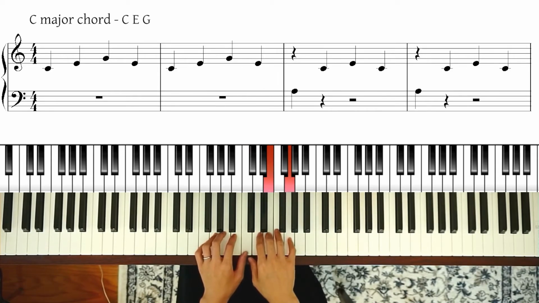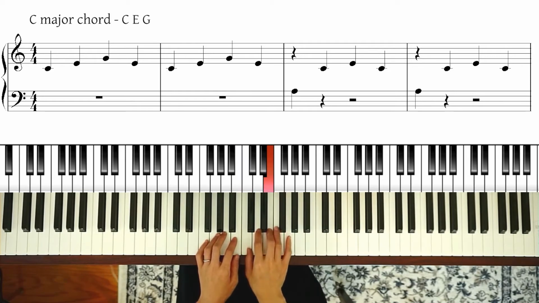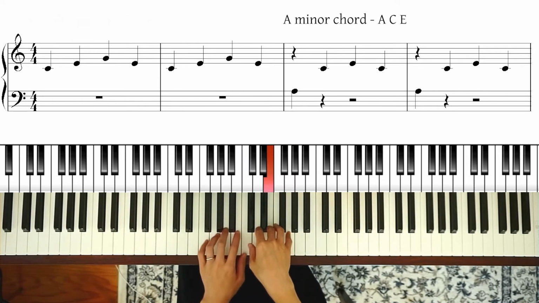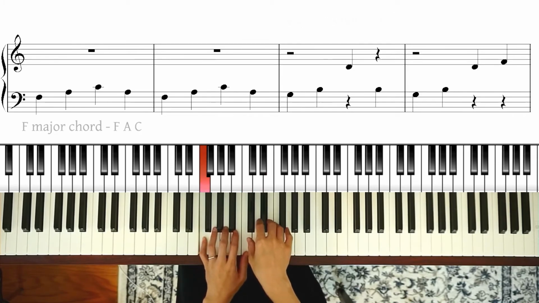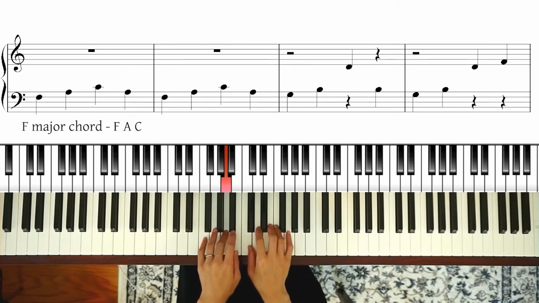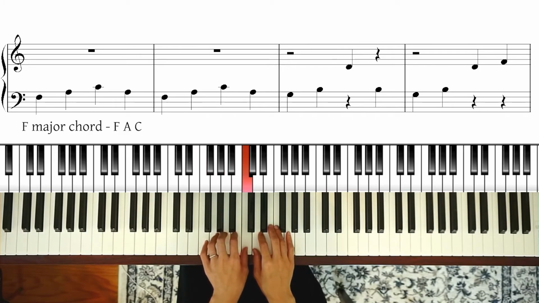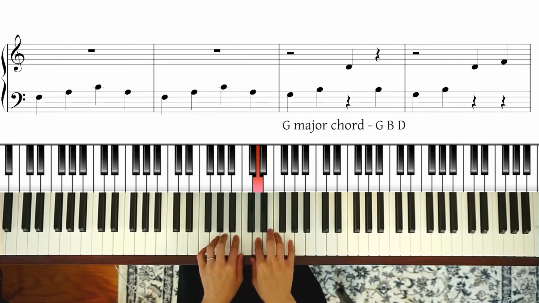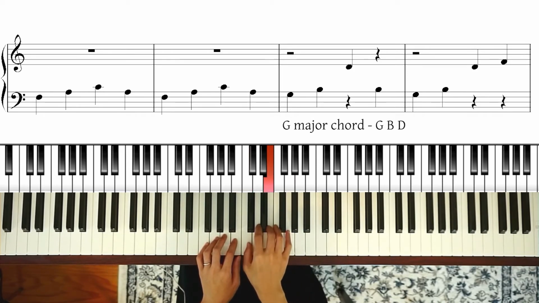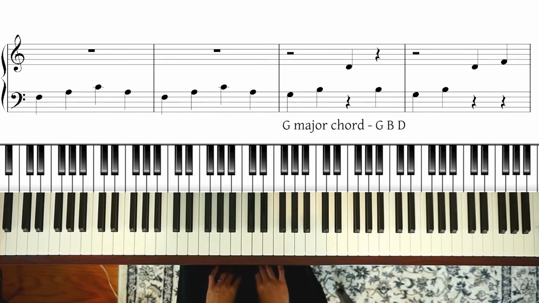C chord, C major chord if you know the chords, and then A minor chord, A, C, E. These are all line notes, and then F major chord in the bass clef. And finally, space note G chord or G7. And back to C chord. And you can loop it as many times as you want. And you can add the pedal as well to make it sound nicer.